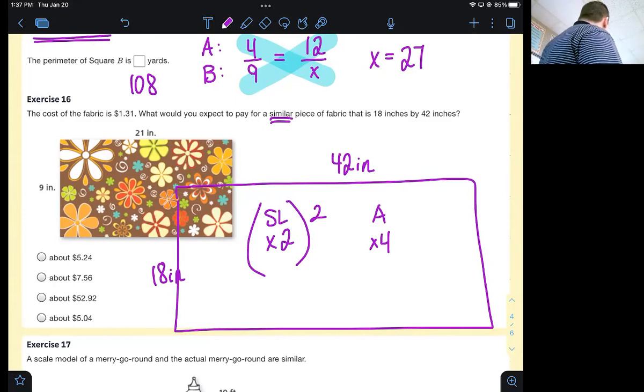So if they paid $1.31 for that tiny piece of fabric, and this one's 4 times bigger, shouldn't they pay 4 times the price? So what's $1.31 times 4? Sky? $5.24. There you go. There's your work. That's an easy one to just guess on and not really know how you did it. And that's why I wanted to go over that.